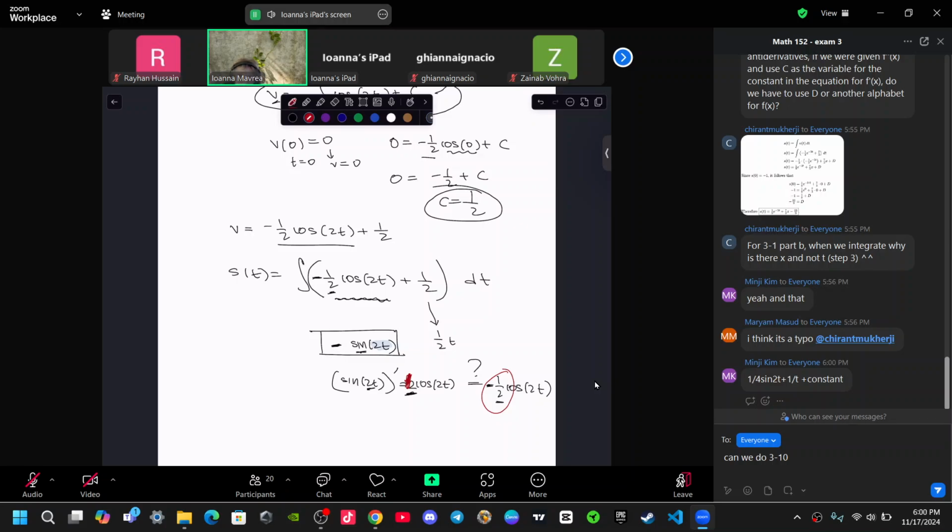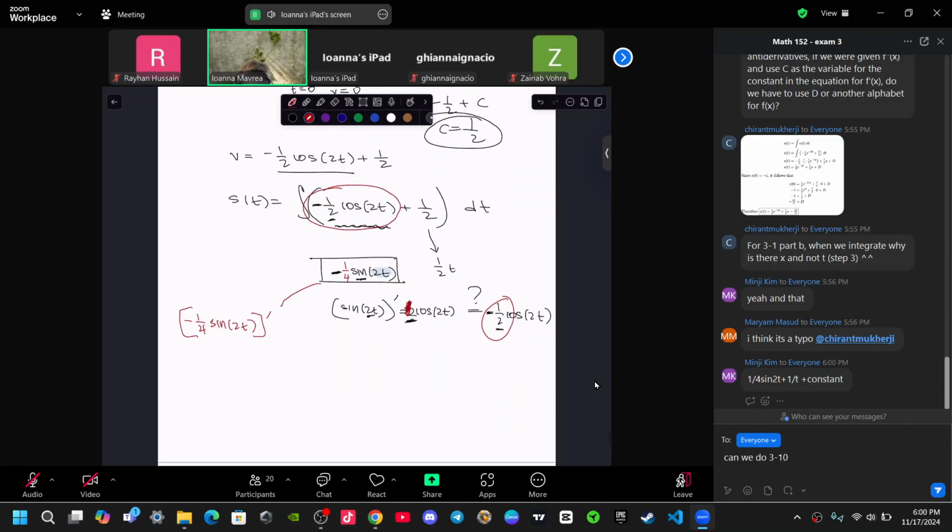So that number must have been -1/4. So I need the -1/4 here. So I check: -1/4 sine of 2t, is the derivative correct? Correct means this. So it's -1/4. Derivative of sine is cosine of 2t times 2. Sure enough, the answer is exactly what I want, right?